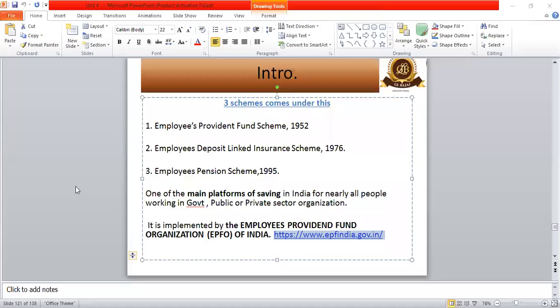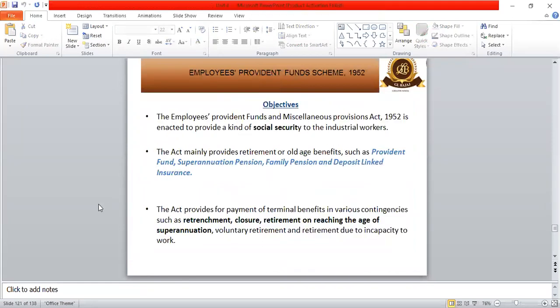So I hope this is understood to all of you that PF is not just provident fund, but it consists of insurance and your pension scheme as well. Next, we come to the objectives. Why does this employee provident fund scheme exist, and why is this kind of social security provided to the employee?